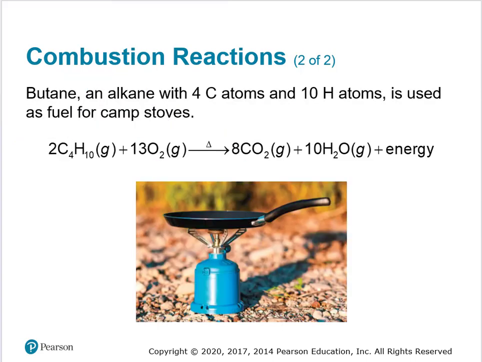Here's an example of butane, which is an alkane that has 4 carbon atoms and 10 hydrogen atoms, so C4H10. It's a carbon-containing compound. It's used as fuel for camp stoves. So I have my hydrocarbon plus oxygen to give me CO2, H2O, and heat.